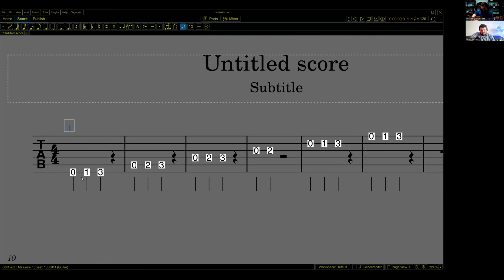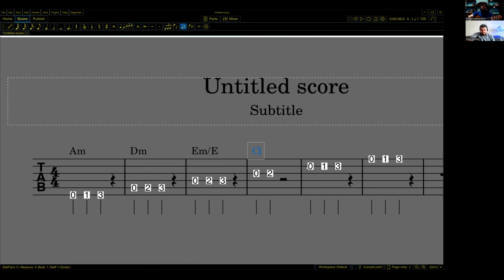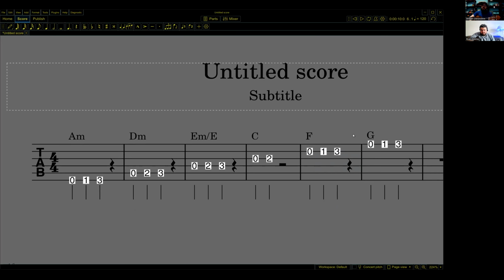I'll just put them above: A minor, D minor, E minor slash E major, depending if it's harmonic minor, C major, F major, and G major. Okay, and you don't have to play them in this order at the top here, but you can just jump between them. So let's say you play A first, and then you do a little bit of a da da da da da.